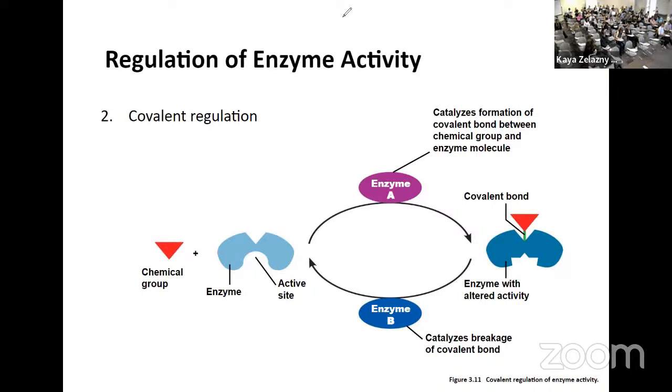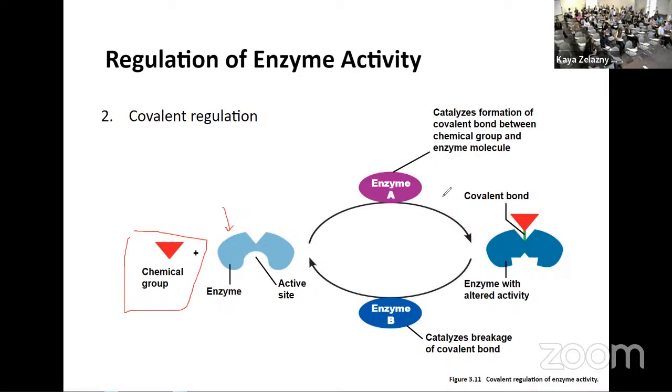So what we see happening here is we're starting out with a chemical group and our enzyme. Then we have a separate enzyme that binds that chemical group onto our original enzyme. So we can now see that we have chemical group, enzyme, and like in the allosteric regulation, our enzyme has altered activity because the addition of a covalent bond has changed its overall shape. Until enzyme B, another enzyme, comes in and breaks that bond, getting us back to the original, we're going to have altered activity.